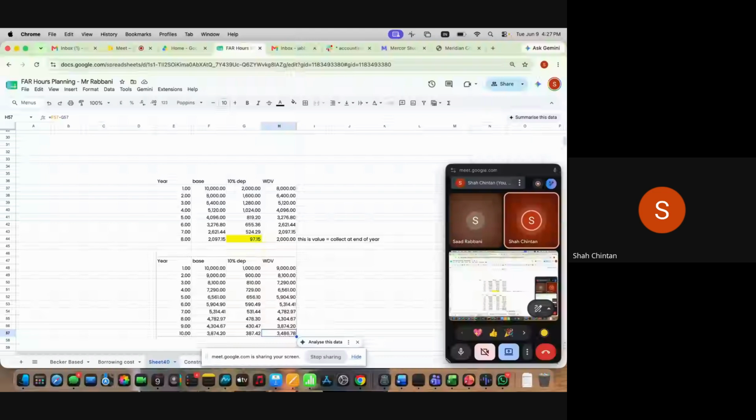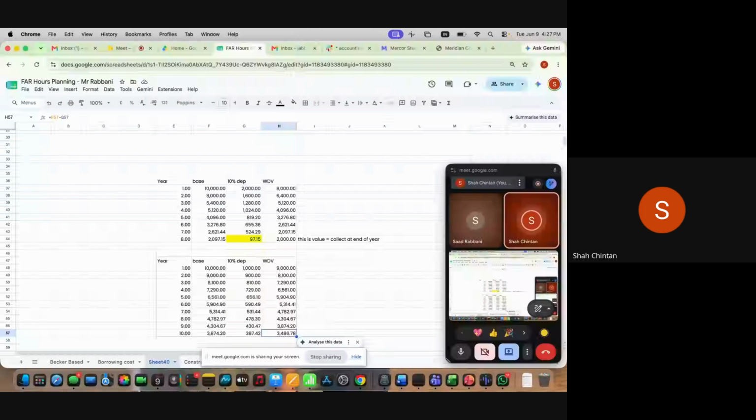So what is my depreciation for the last year? I have a balance of 2097. My minimum WDV for the last year, which is the 8th year, can be 2,000. Why? Because this is the value I am going to collect at the end of the 10th year. So what is my maximum depreciation? This is the opening balance, and I want 2,000 as a closing balance. So my maximum depreciation for year 8 will be $97. And now this is the effect of your double declining.